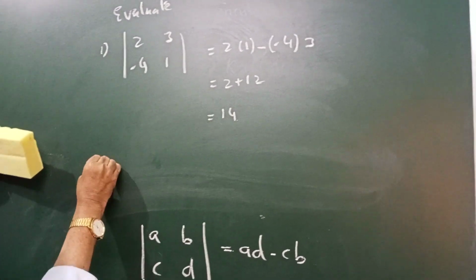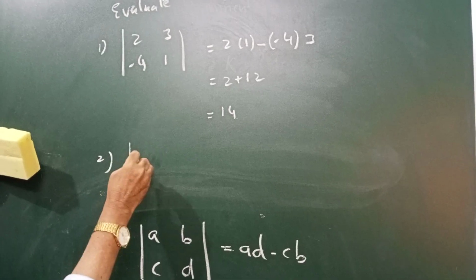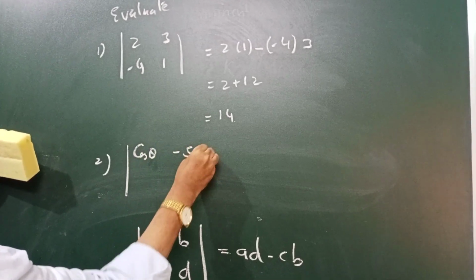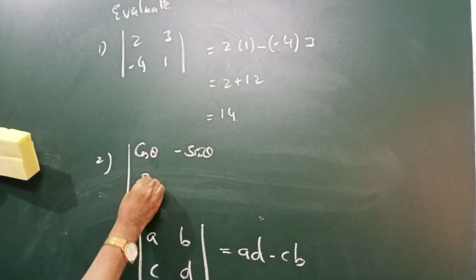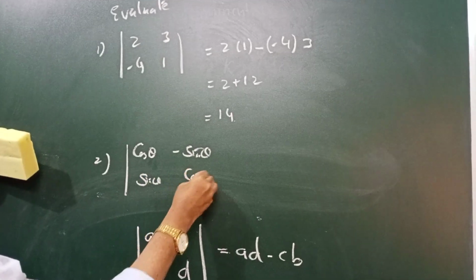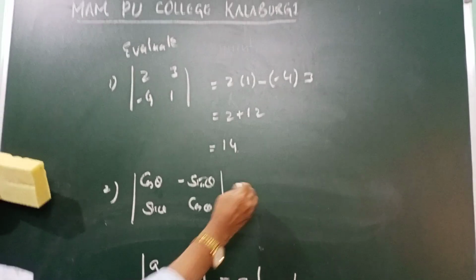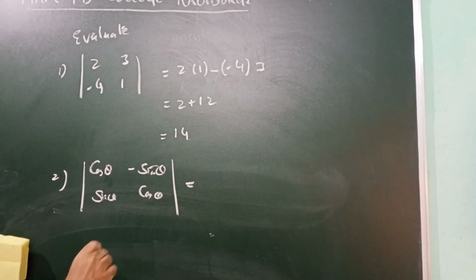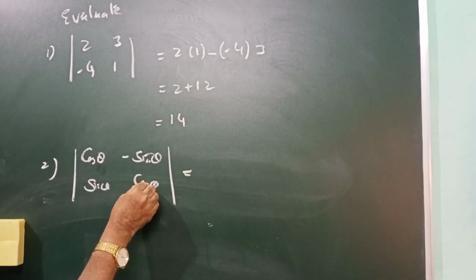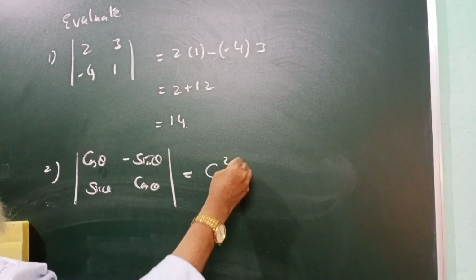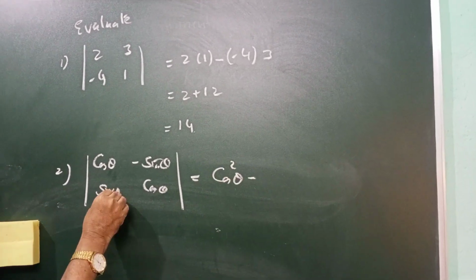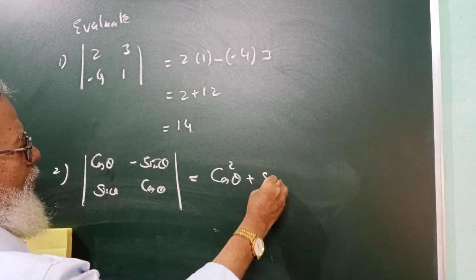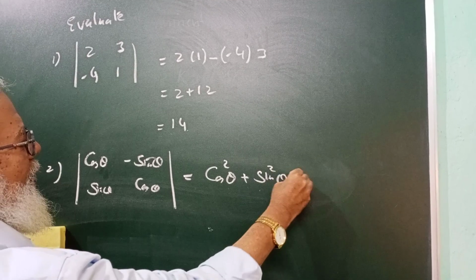Now second problem, evaluate the determinant with entries cos theta, minus sin theta, sin theta, and cos theta. Again applying the same definition, the expansion is given by cos theta into cos theta, that is cos square theta, minus sin theta into minus sin theta, minus of minus plus, sin square theta.